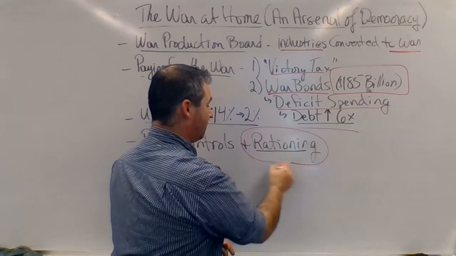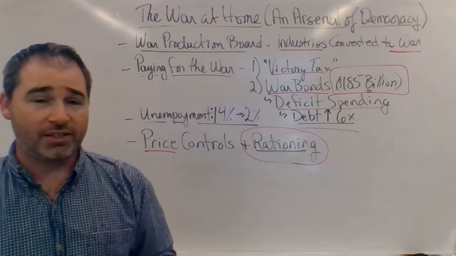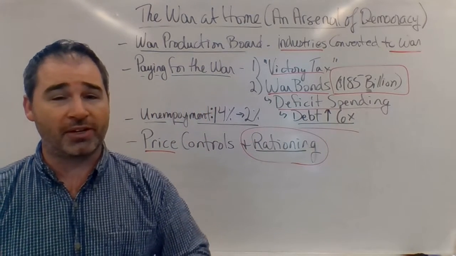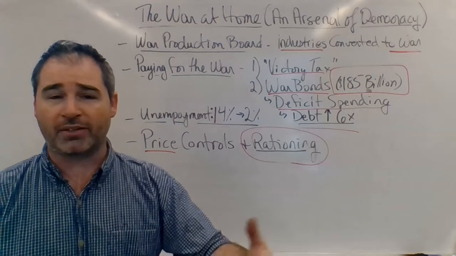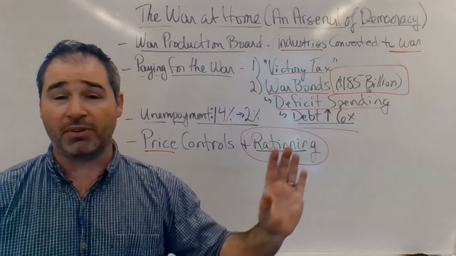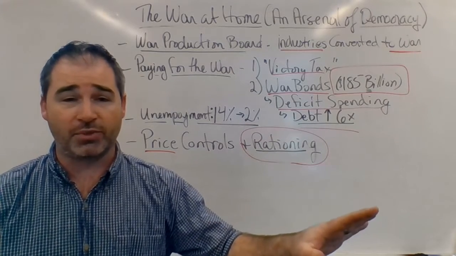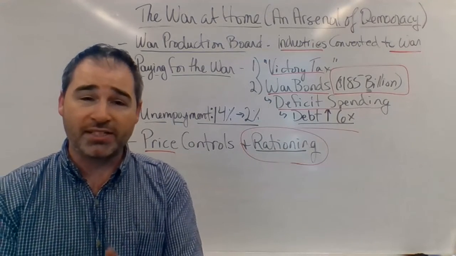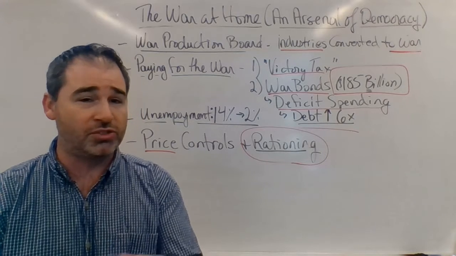Also, and importantly, people were asked to sacrifice. There was rationing. You could only get a certain amount of meat, a certain amount of vegetables, a certain amount of rubber, a certain amount of gas, right? Rationing was put in place to make sure that the people on the front lines doing the fighting would have enough stuff.